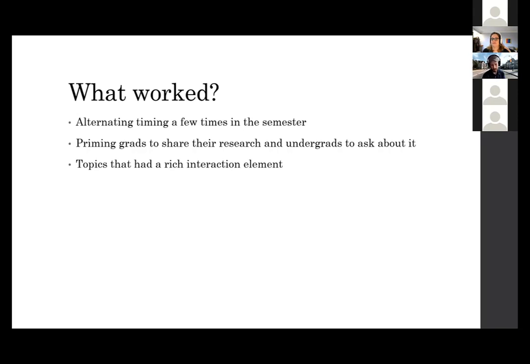The topics that had a rich interaction element were the ones that were perceived best. So things where they were playing along with the website and sharing the screenshots that they had.